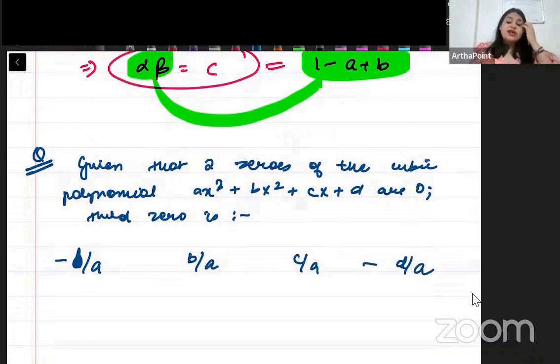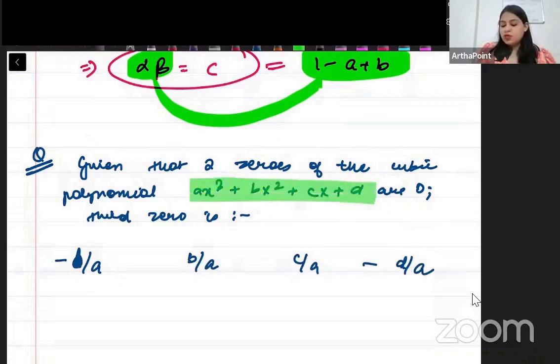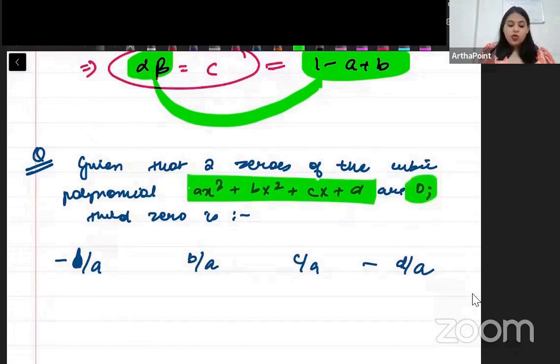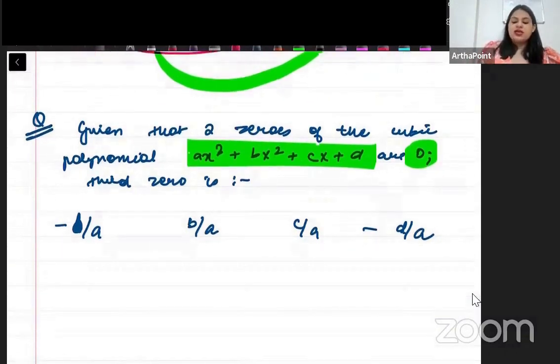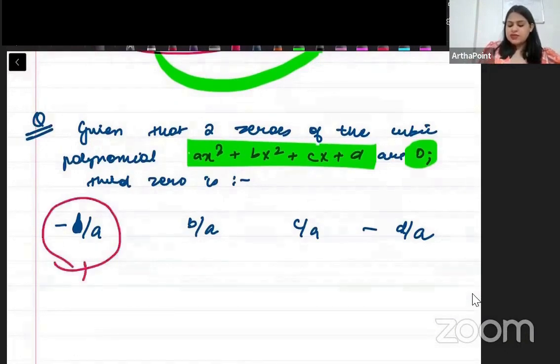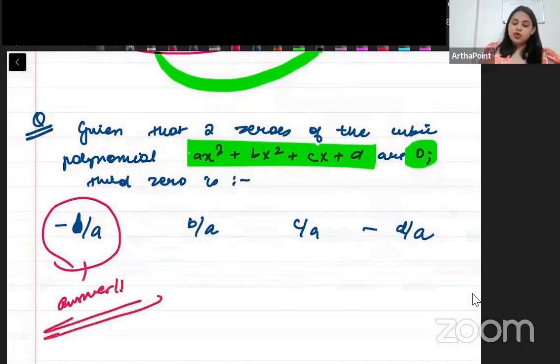So you are given that two zeros of this cubic polynomial are given as 0. What is the third zero? This is what you have to go ahead and find out. This is for you to practice. I will not solve this. I am simply marking the answer for you, that you should get the answer as minus b by a. This should be the answer to your question.